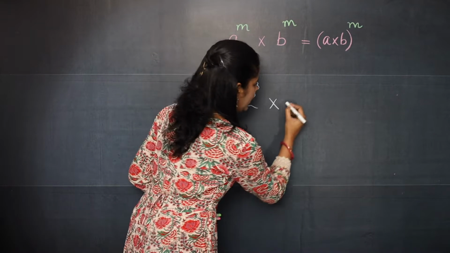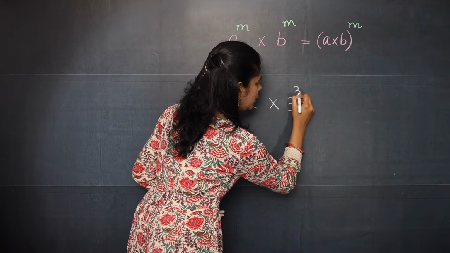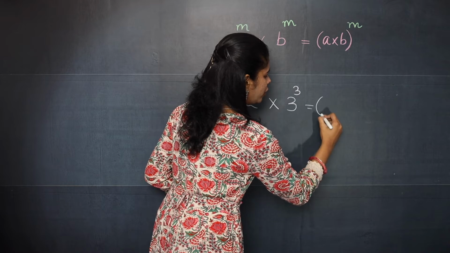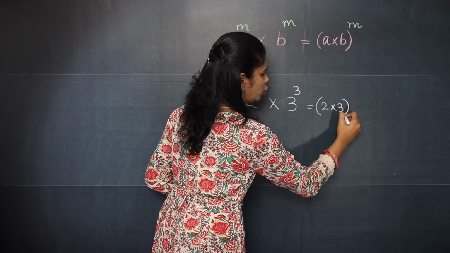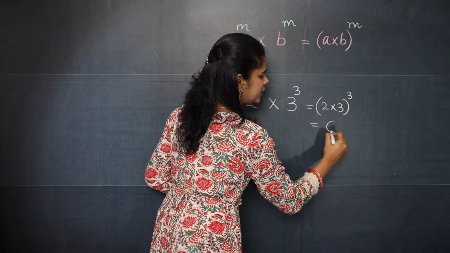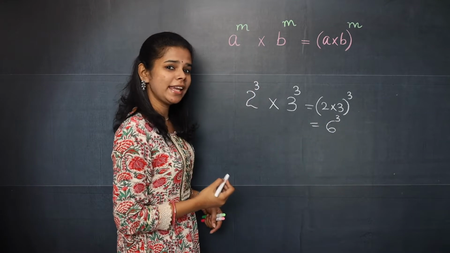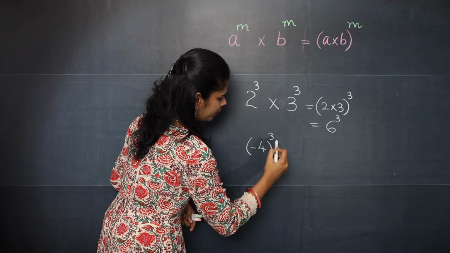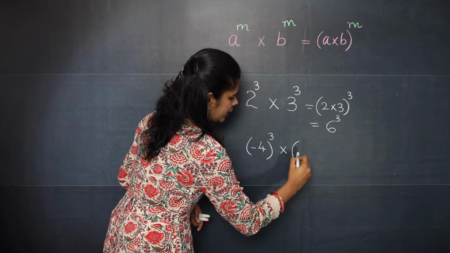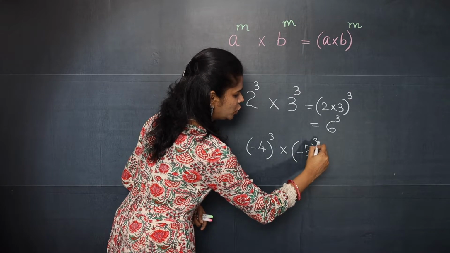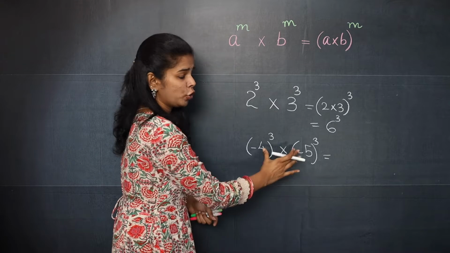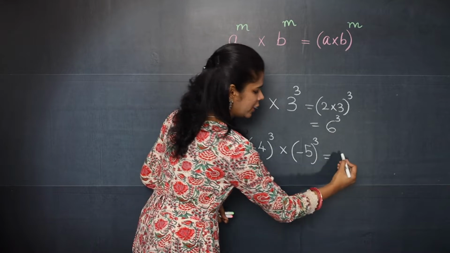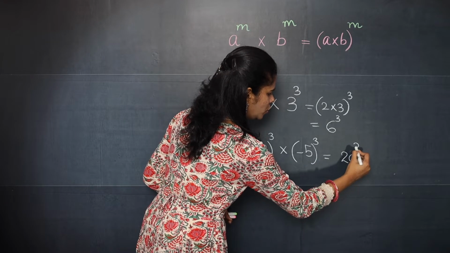Now let us see some examples. 2 raised to 3 into 3 raised to 3. So here you have different bases and same exponents. So you will multiply the bases, 2 into 3 the whole raised to 3, that is 6 raised to 3. Now let us see another example. Negative 4 the whole raised to 3 into negative 5 the whole raised to 3. So that is equal to, you will multiply the bases. So it becomes negative 4 into negative 5 is 20 the whole raised to 3.